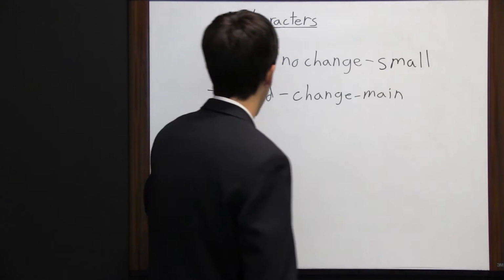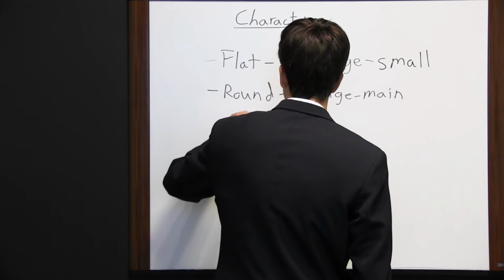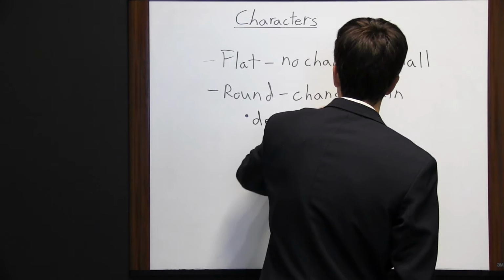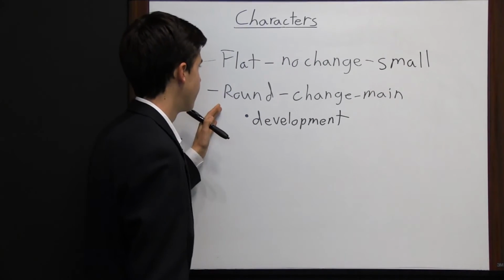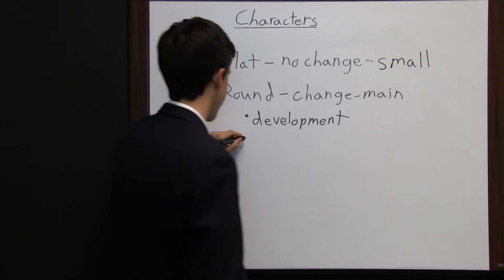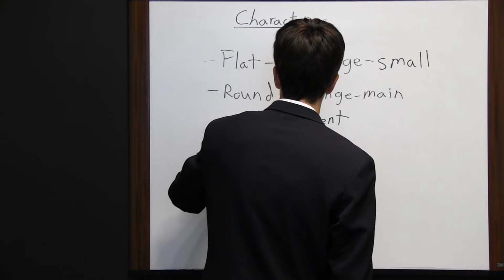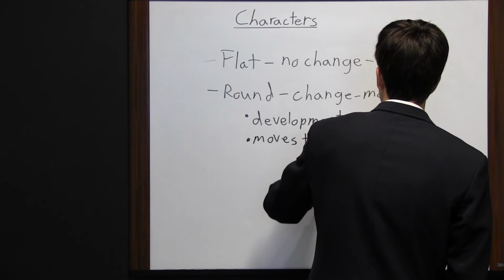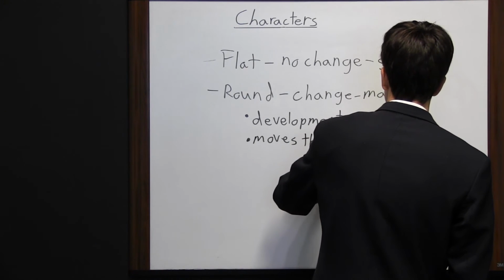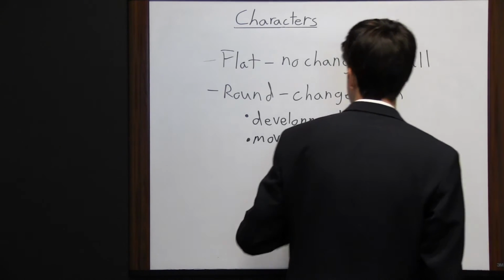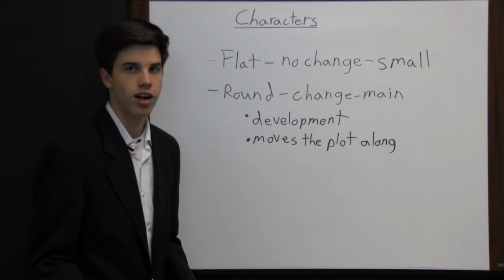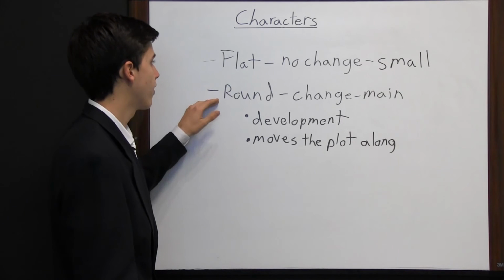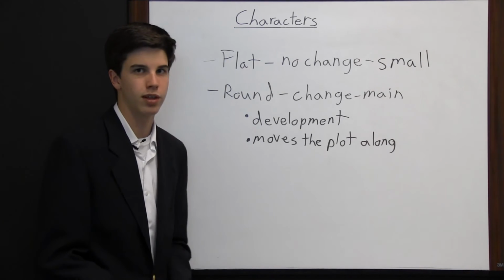So when we're talking about round characters, you probably heard me use the word development. And that's what authors try to do with round characters. They try to develop the characters, and it's the development of the characters that moves the plot along. If the characters stay the same throughout the entire story, then the plot's not very interesting because the plot's not going to progress very much. So round characters are essential to moving the plot along.